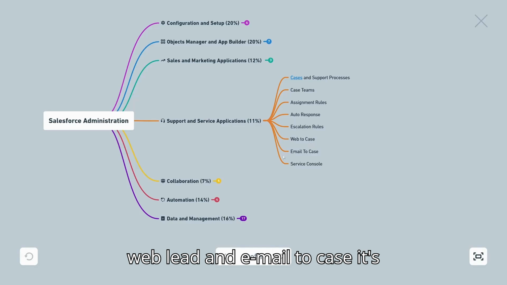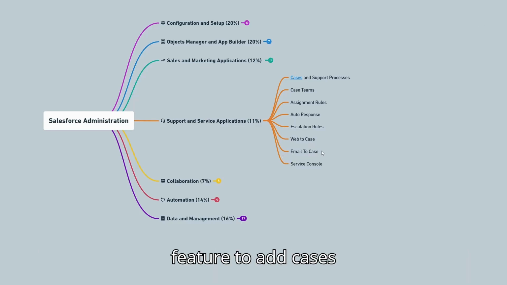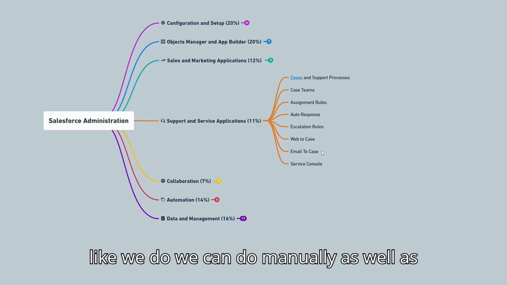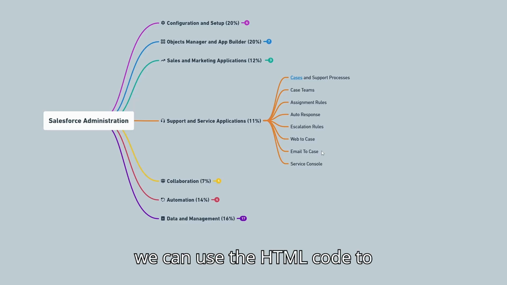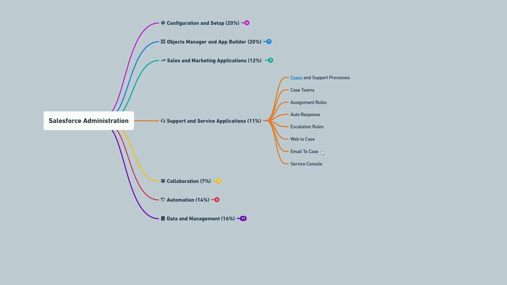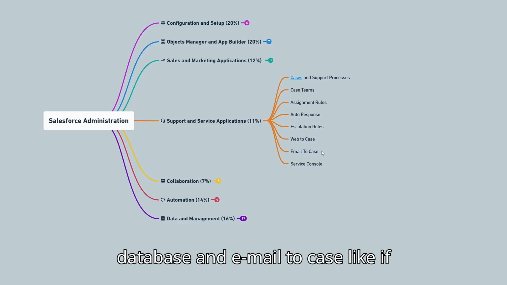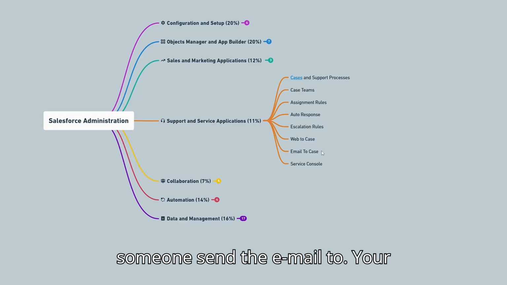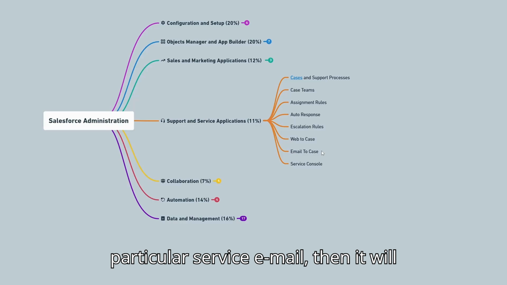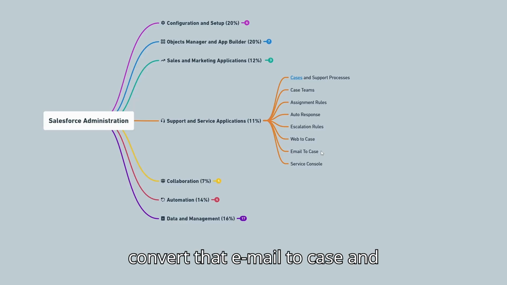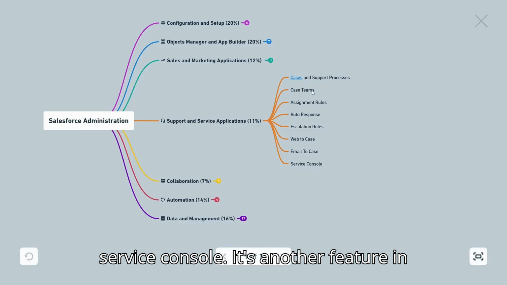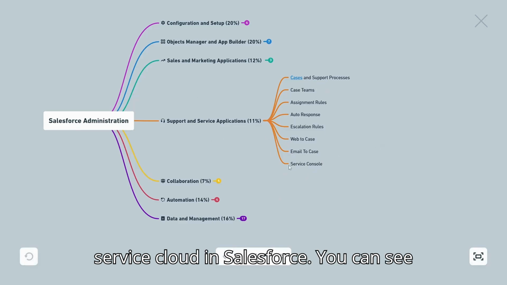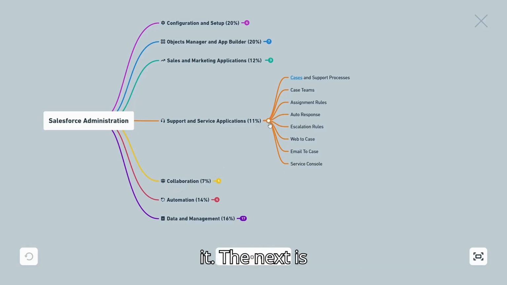Apart from that, there are web-to-lead and email-to-case, features to add cases to our database. We can do it manually, or we can use HTML code to add HTML forms to add cases to our database. With email-to-case, if someone sends an email to your particular service email, it will convert that email to a case. Service console is another feature in Salesforce Service Cloud.